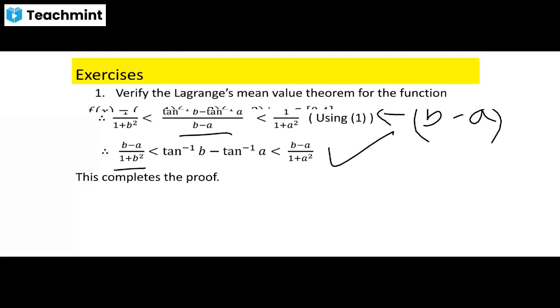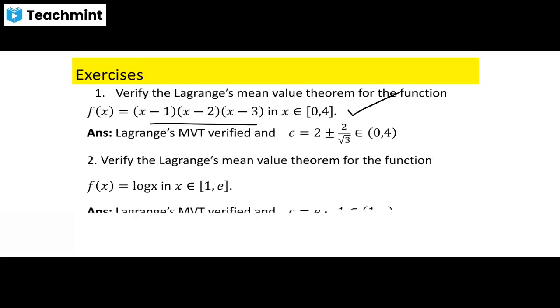Okay, you try this problem at your home. Verify Lagrange mean value theorem for the function in the interval 0 to 4. You will get two roots; check whether they really lie in the interval 0 to 4 or not. Next problem, verify Lagrange mean value theorem for the function f of x is log x in the interval 1 and e. The answer is c is equal to e minus 1. e minus 1 exists in the interval 1 and e.